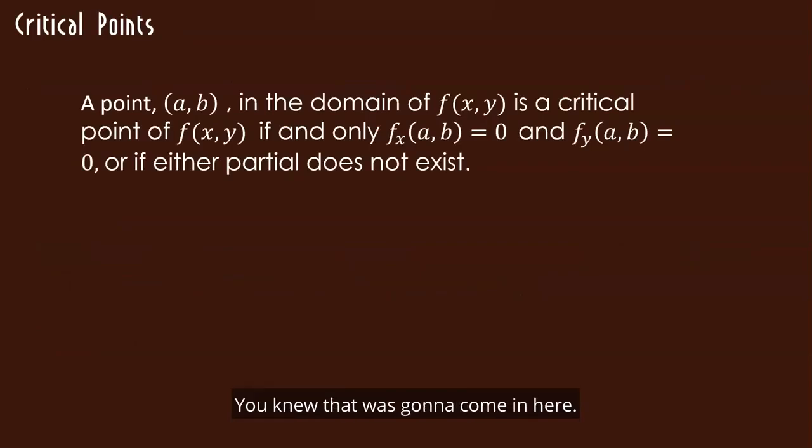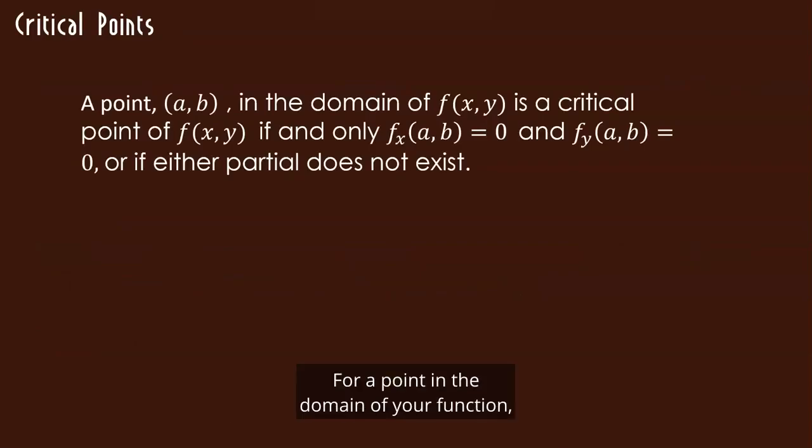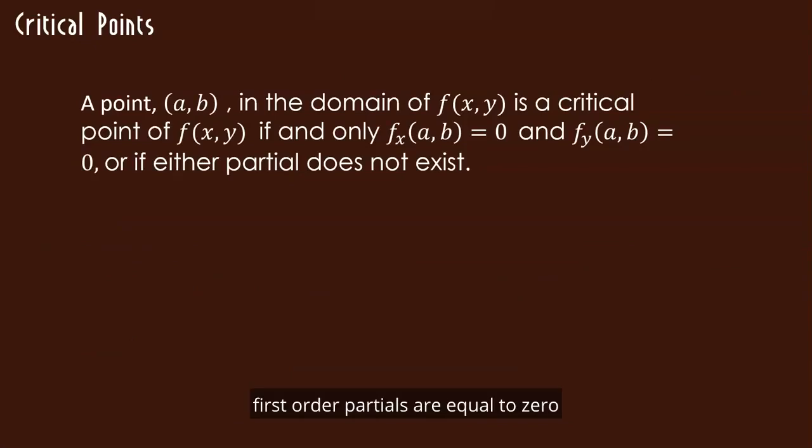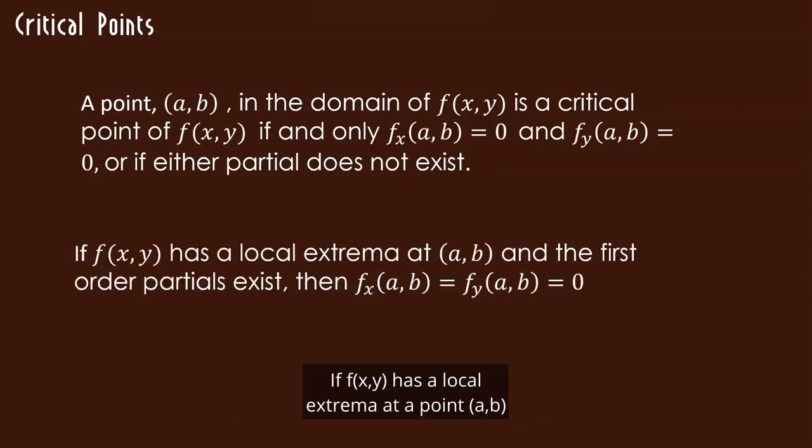Critical points, you knew that was going to come in here. For a point in the domain of your function, it will be a critical point if both first order partials are equal to 0, or if either partial does not exist. If f(x, y) has a local extrema at a point (a, b), and the first order partials at that point exist, then the partials at that point must equal 0. So let's try to find some critical points.